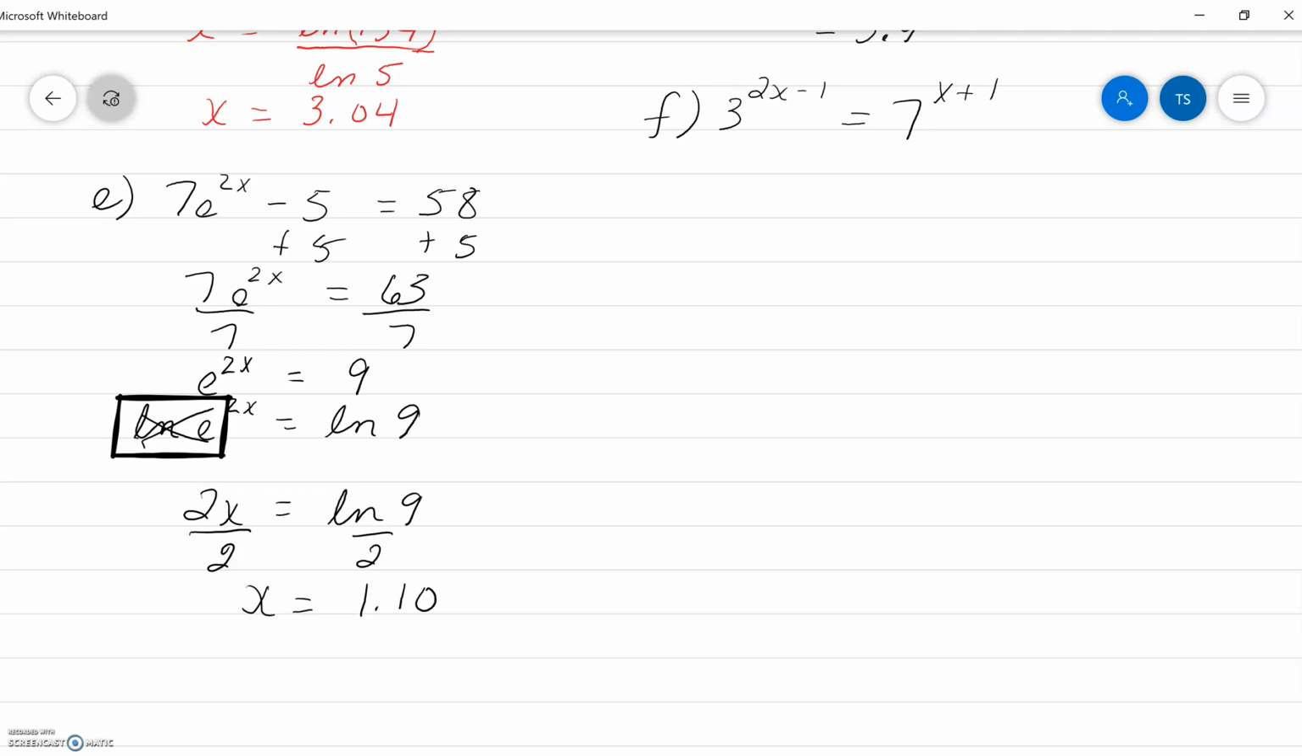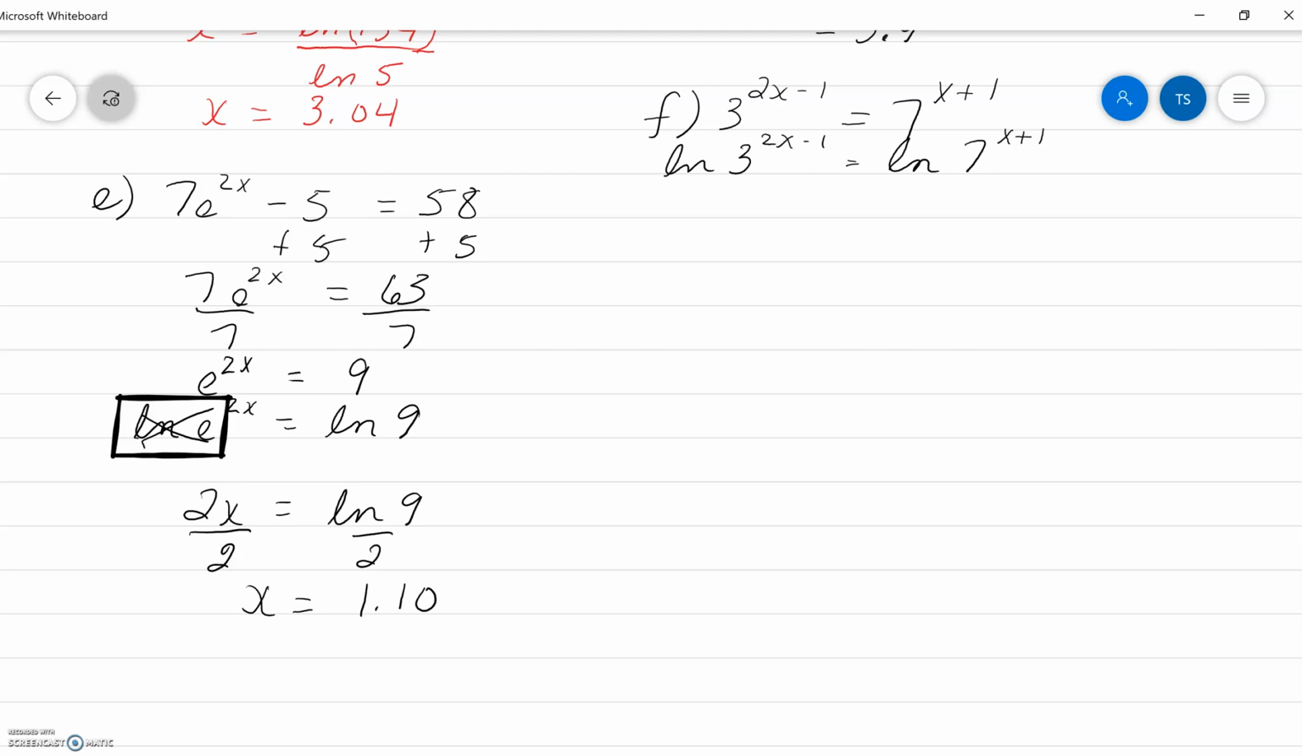What log you use doesn't matter. These are base 3 and base 7. They're not base e or base 10, so it doesn't matter. Take a pick. I'm going to use natural log because it's ln versus log. I have to write one less letter. Literally, that's why. So natural log of 3 to the 2x minus 1 equals the natural log of 7 to the x plus 1. I'm going to use that power property of logs.